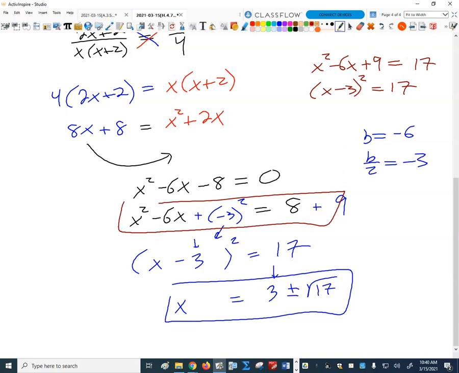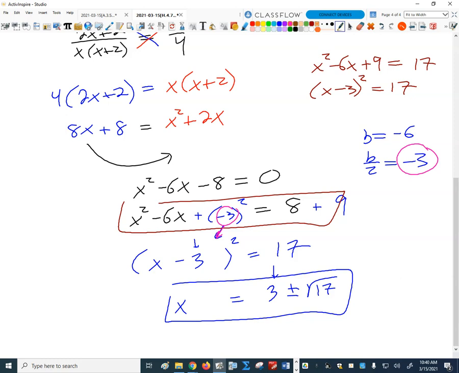We purposely added 9 to both sides to create a perfect square trinomial. But we know the pattern is whatever half of b is, that's always going to be the magic number that shows up twice. Okay, does that make sense?